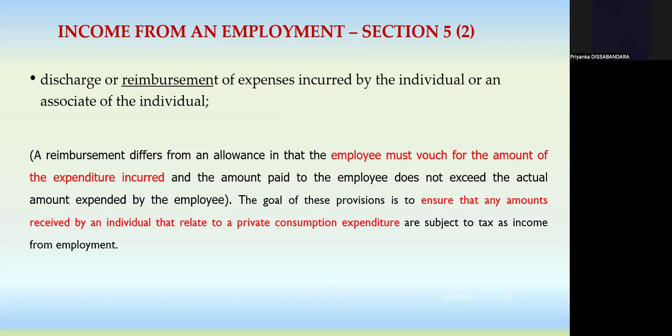But we have to exclude some reimbursements. If we incur some expenses on behalf of the employer, and the employer reimburses those expenses, that is not a part of the employment income, because that expenditure was incurred on behalf of the employer. That is not our personal benefit. That is an expenditure we incurred on behalf of the employer. If we receive that kind of reimbursement, it is not a part of the income.